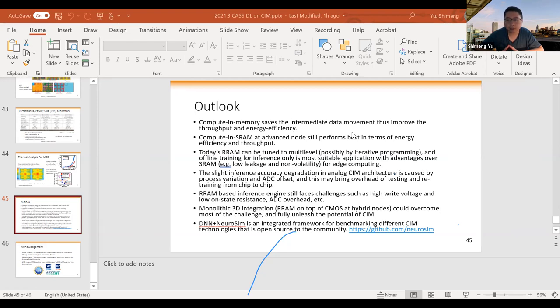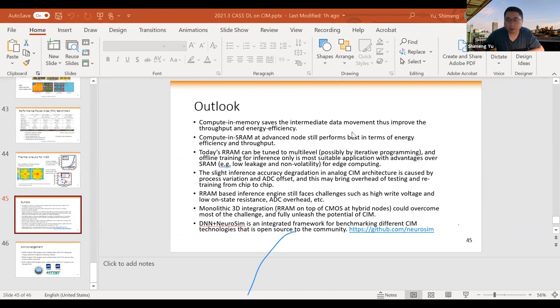But it won't help with the energy efficiency issue, or the challenge we discussed earlier. If you cannot improve the device characteristics, if you cannot increase the on-state resistance, then the energy efficiency still won't be more competitive than SRAM. Of course, you can get higher density by 3D stacking.